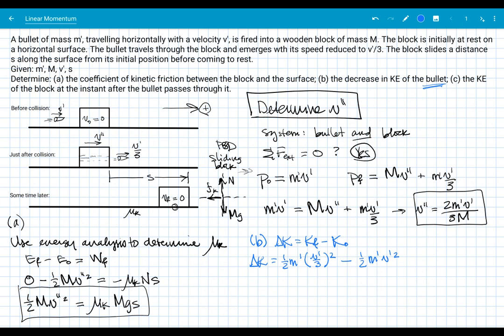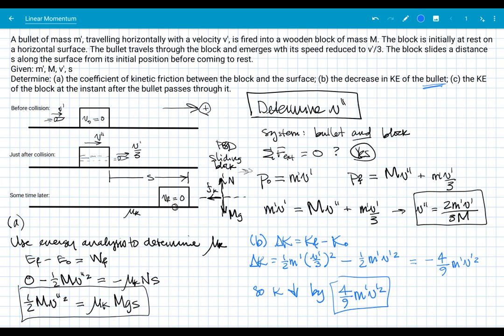So in this problem, I think I can just do this math and find what my decrease is. If I do this arithmetic here, I'll end up with negative, it's a decrease, so that makes sense, 4/9 m prime v prime squared. So that's the change in kinetic energy. So just thinking about the language, it's asking me how much the decrease is. So I can say K decreases by 4/9 m prime v prime squared, right? This is how big the decrease is.